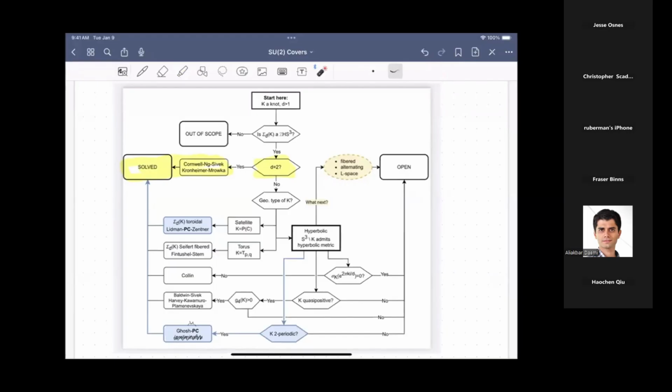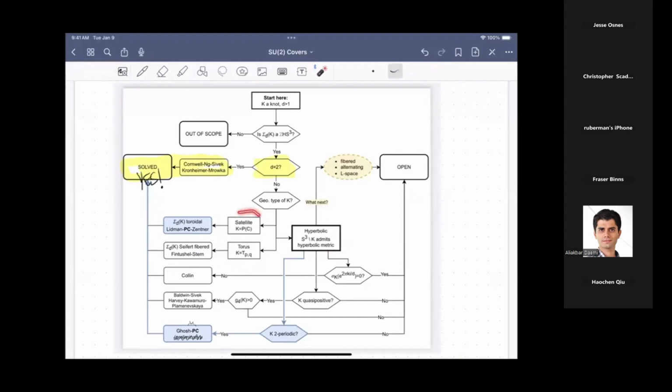The first observation is that knots are going to be of three types. They're either going to be satellite knots, torus knots, or hyperbolic. If the knot is a torus knot, then the branched cover is a Seifert fibered homology sphere, and like in the 80s, Fintushel and Stern solved the problem. So we already know, and I should say it's not only solved, but the answer is yes.